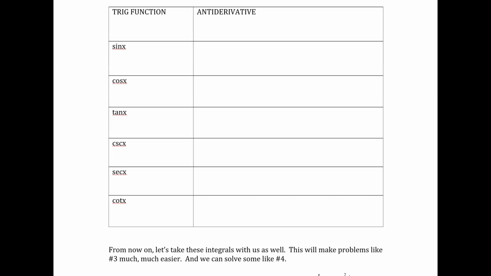Okay, so I mentioned at the end of the last video that I'm going to derive all of these. I'm actually not going to derive all of them. You already know the antiderivative for some of these. The antiderivative of sine is negative cosine of x plus c. The antiderivative of cosine is sine of x plus c. And we just saw the antiderivative of tangent is negative ln absolute value of cosine of x plus c.